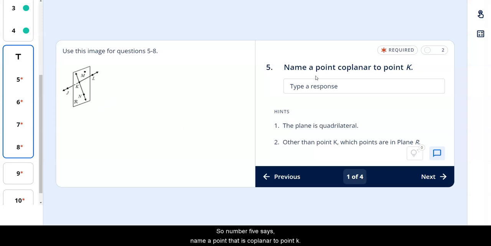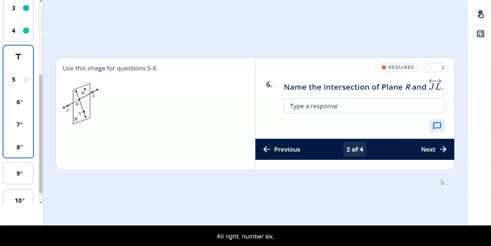So number 5 says name a point that is coplanar to point K. So anything that is still on this rectangle quadrilateral here, you can pick. So the only choices are either M or N. That's what they want, either M or N. I must not have put an answer choice in for this. Okay, either M or N.